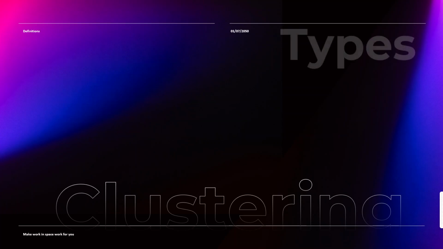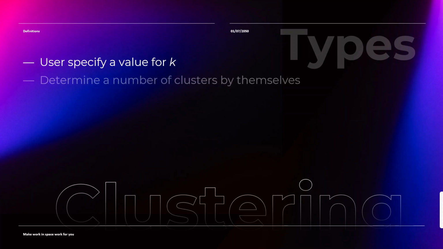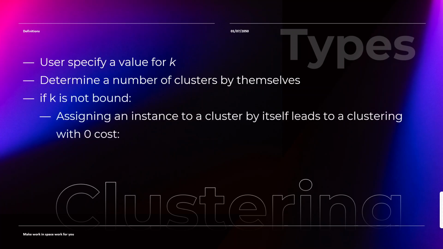There are different types of clustering. The first group is that we require the user to specify a value for k. And the other type is that the algorithm itself determines a number of clusters by itself. If k is not bounded here, we may face a problem.